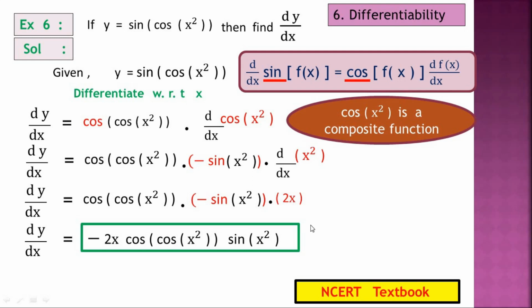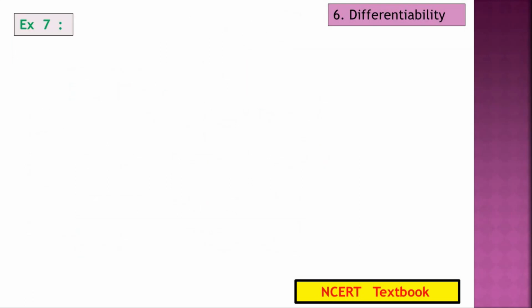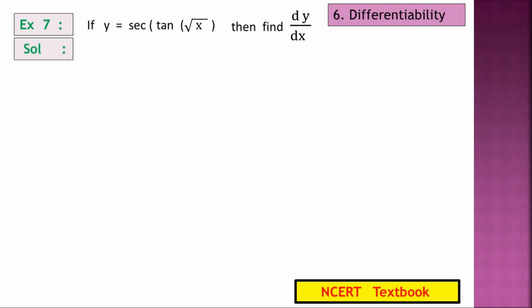Okay, so this is the way of writing the derivative for a composite function of three composite functions. Now take another example: y is equal to secant of tan root x. This is an NCERT textbook example. Even the previous example was also an NCERT textbook example. You have to give more importance to NCERT examples in examinations. In examinations you will get maximum NCERT textbook examples.